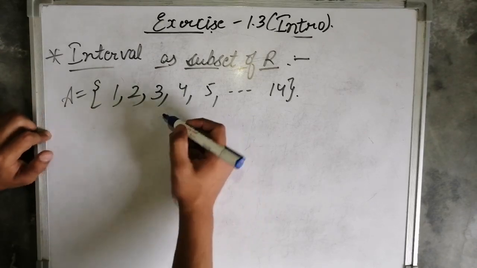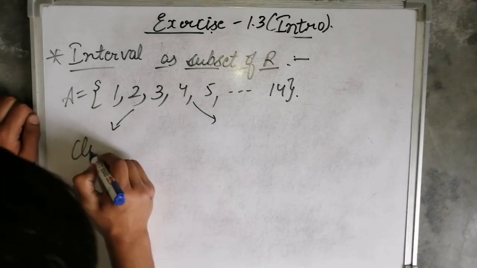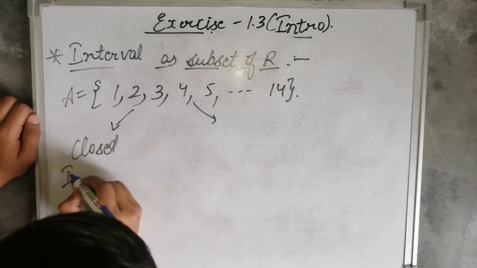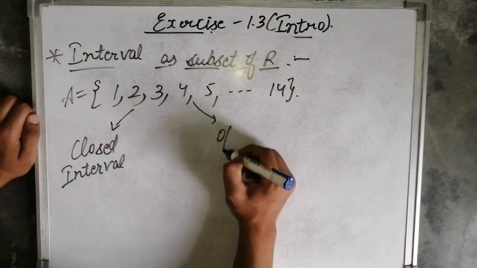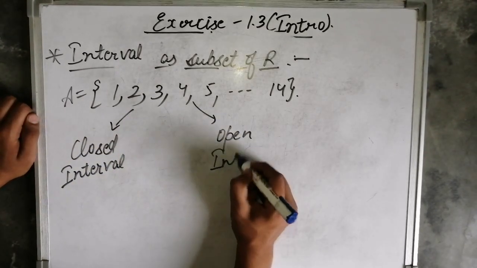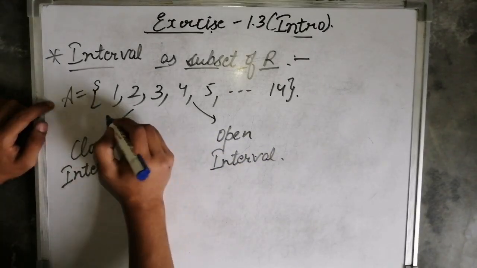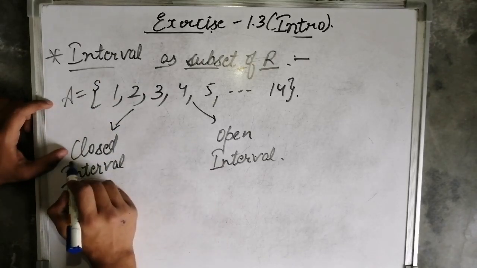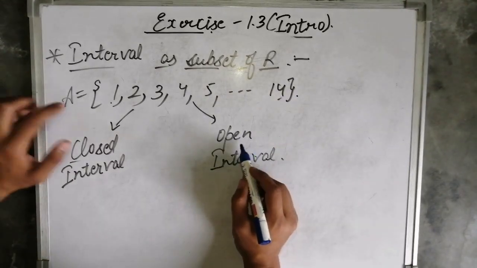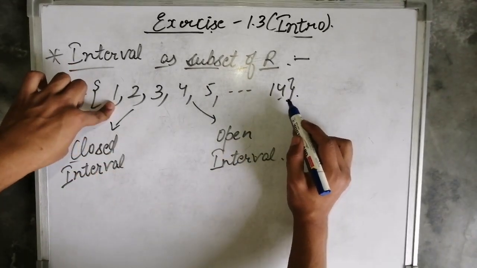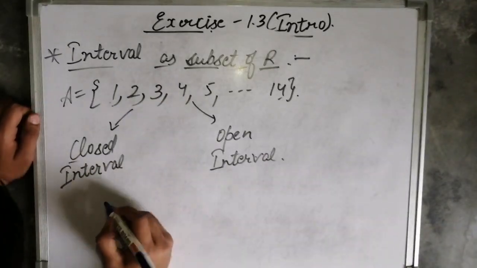There are two types to represent a subset in interval form, which is closed interval and open interval. Which means that in closed interval, the first is included and the 14th is also included. In open interval, the first is not included and the 14th is also not included. Okay, let me represent this in the form of closed interval.